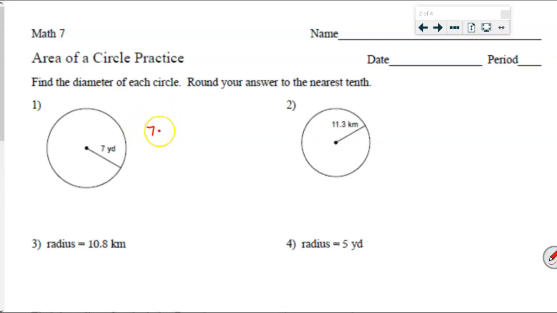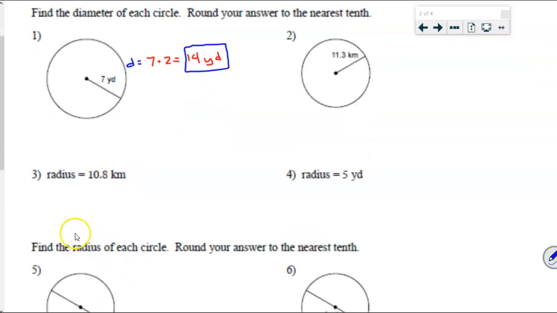7 multiplied by 2 is equal to 14. So that would be 14 yards. The diameter is equal to the radius times 2. So the diameter is 14 and the unit of measure would be yards. I'll leave 2, 3, and 4 with you. Here the diagram is showing a radius, and in 3 and 4 I'm telling you the radius is.